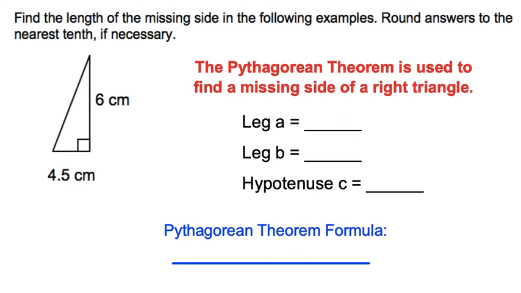In this video tutorial, I'm going to be showing you how to use the Pythagorean Theorem to find a missing side of a right triangle. Here's our picture of our right triangle, and we're going to start by first identifying leg A.